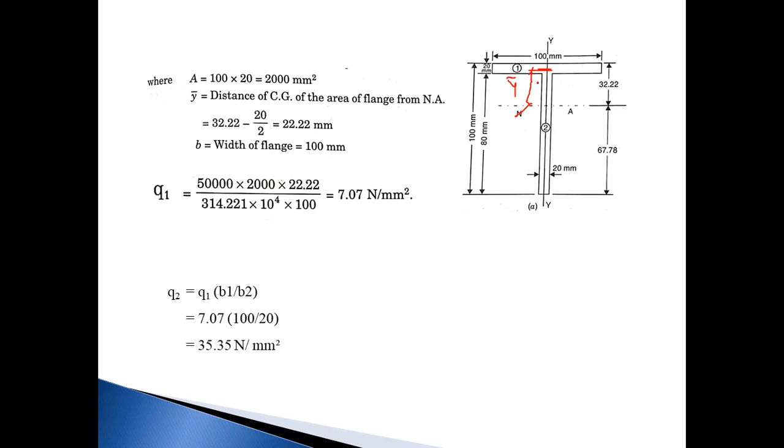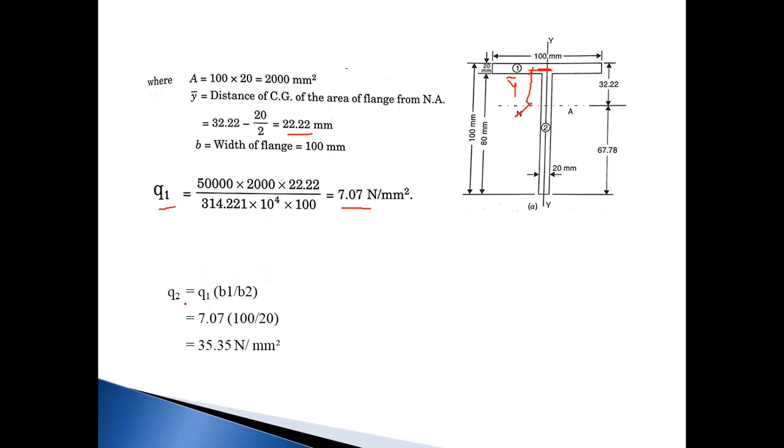32.22. So this Y bar is 32.22 minus 10, that is 22.22. So Q1 becomes 50,000 into 2000 into 22.22 divided by 314.221 into 10 raised to 4 into 100. By solving this equation, we get 7.07 Newton per mm square, and that value is Q1, that is shear stress at junction.